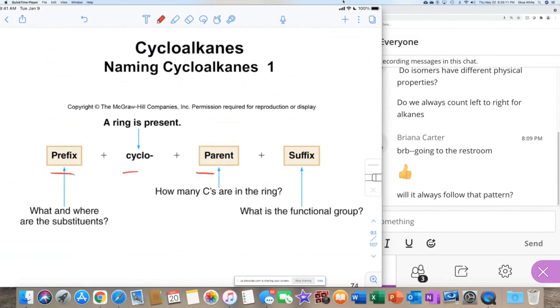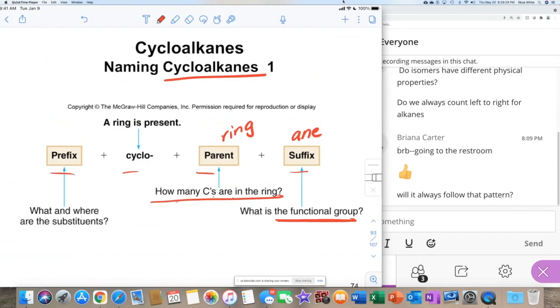There's going to be 4 parts to the name. The suffix tells you what functional group you're dealing with. For example, this is an alkane, right? The parent name tells you how many carbons are in that ring. So this time, when you're dealing with cyclohexane, the parent is the ring.